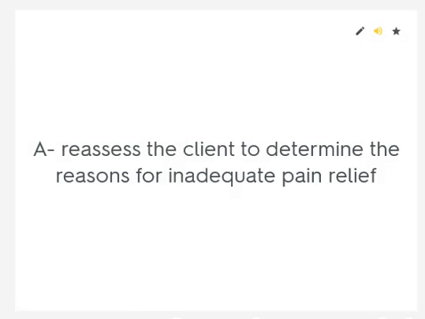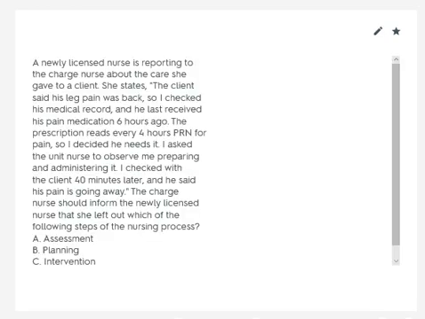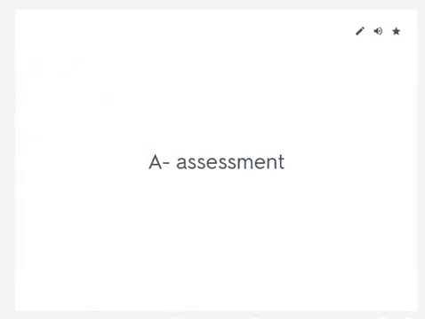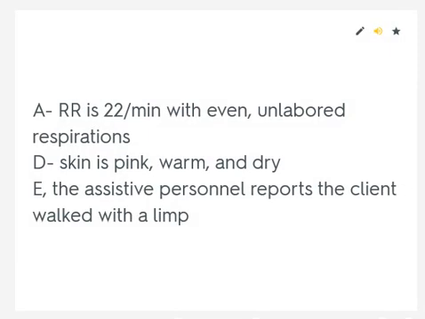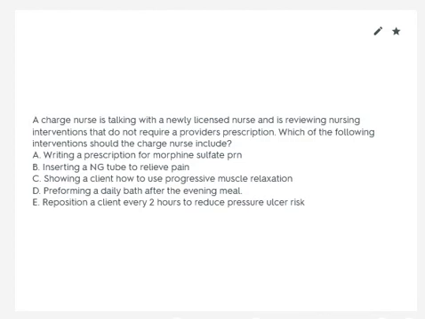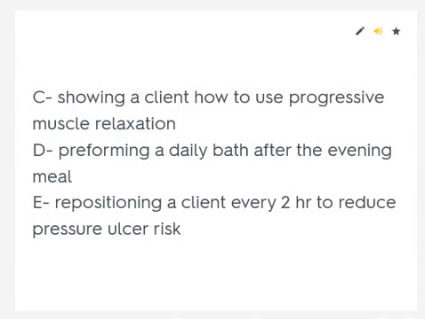A. Reassess the client to determine the reasons for inadequate pain relief. A. Assessment. RR is 22 per minute with even, unlabored respirations. D. Skin is pink, warm, and dry. E. The assistive personnel reports the client walked with a limp. C. Showing a client how to use progressive muscle relaxation. D. Performing a daily bath after the evening meal. E. Repositioning a client every 2 hours to reduce pressure ulcer risk.